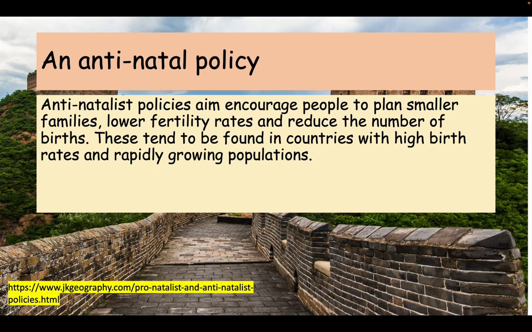They're usually imposed by a government in countries where the birth rate is getting out of hand. This would put stress on natural resources, for example, resources such as water and food supplies. So the country simply wants to reduce the number of children and hence reduce the stress on these resources.